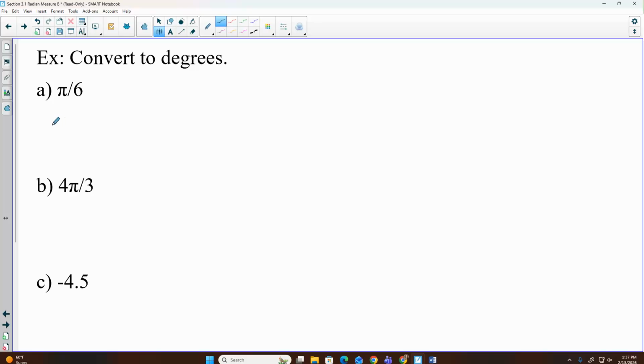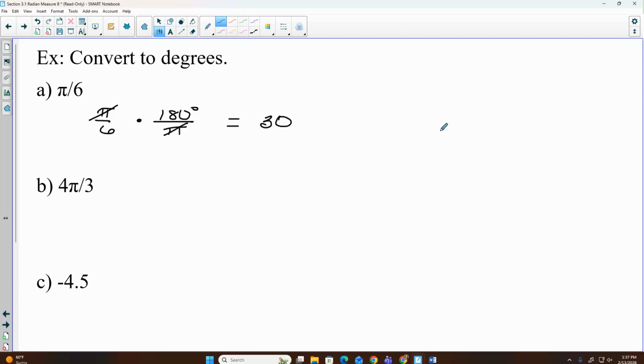So we should be able to go the other way as well. If I said pi over 6, there's no degree symbol, so this is radians. If I want to turn that into degrees, what would I multiply by? 180 over pi. This time I need the degrees on top because I want degrees. Pi on the bottom, so then those pi's cancel. We just have 180 divided by 6, which is 30.